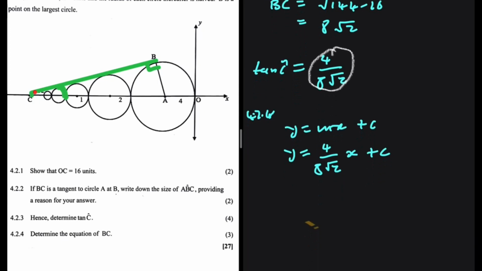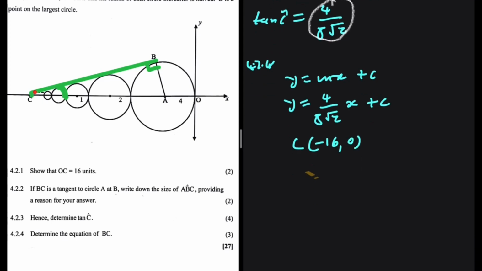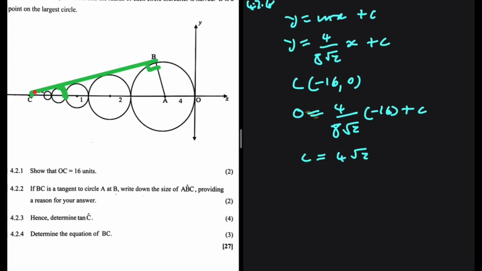Which point can we substitute? We can substitute point C because we know that at C, the x coordinate is minus 16 and the y coordinate is 0. So if we substitute that, we're going to get 0 equal to 4 divided by 8 square root of 2 multiplied by minus 16, plus c. So c will be equal to 4 square root of 2. And now we can conclude and say that the equation of BC is y equals 4 divided by 8 square root of 2, x plus 4 square root of 2.